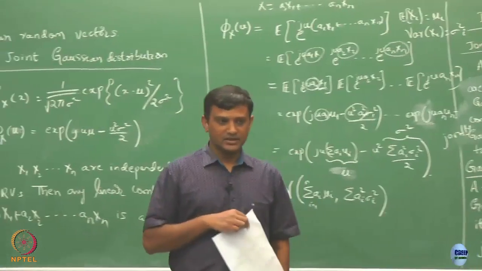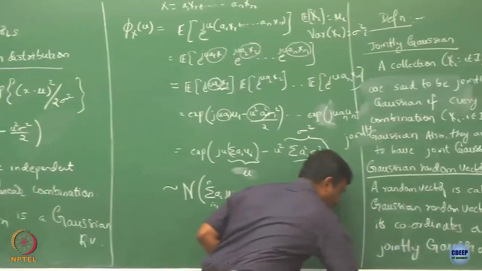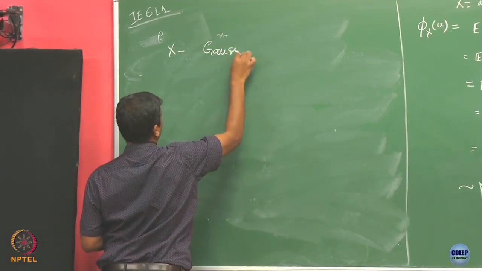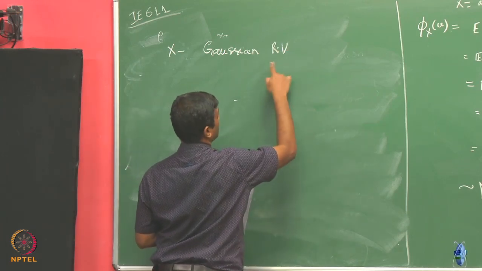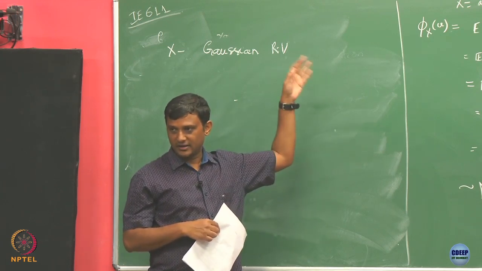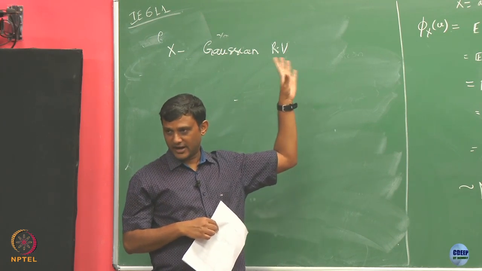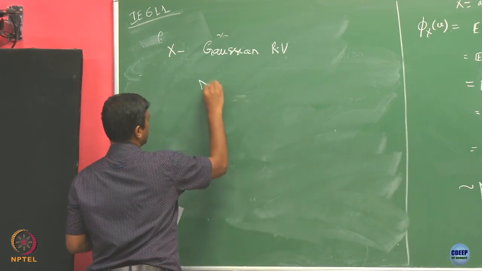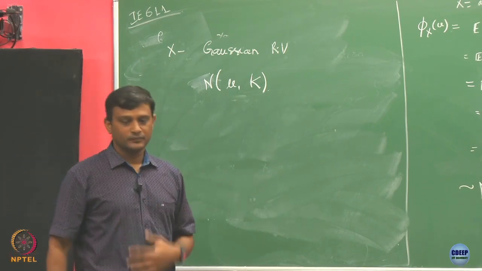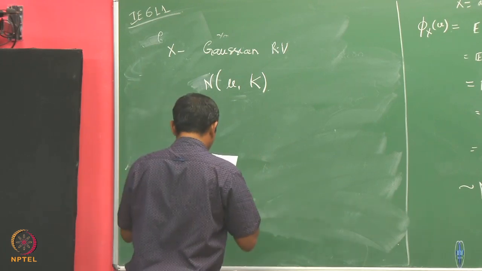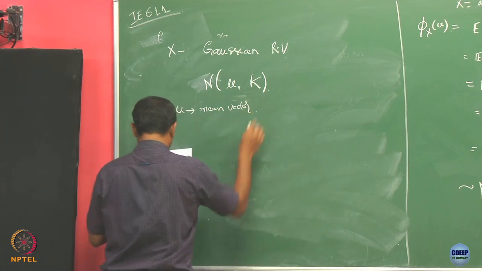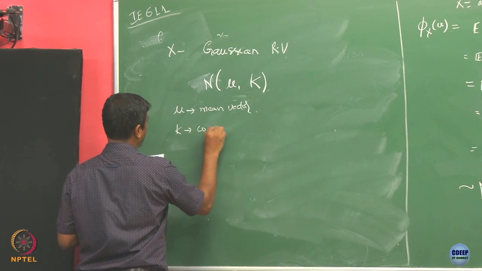Fine, when I have a collection of random variables, how am I going to denote its distribution? If I have x, a Gaussian random vector, and I am now going to use RV for random vector here, it should be clear whether I am talking about a random variable or a random vector. I am going to denote its distribution by mu and K, and you will see that it only depends on these parameters. Here mu is the mean vector and K is the covariance matrix.